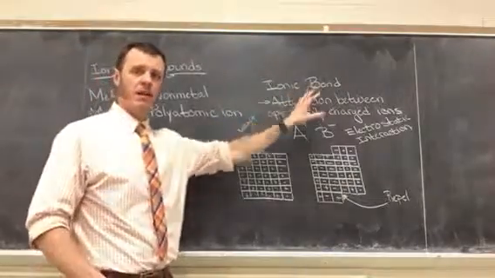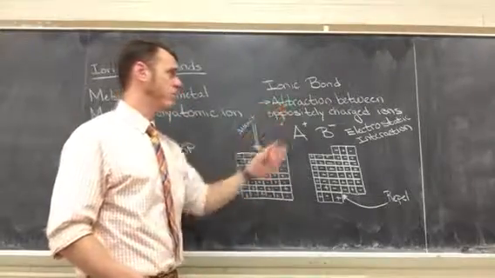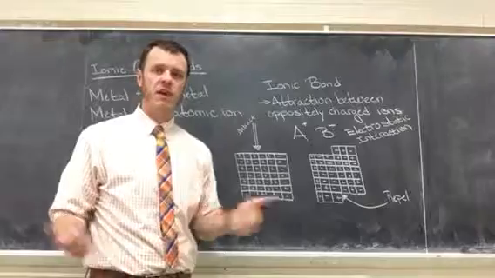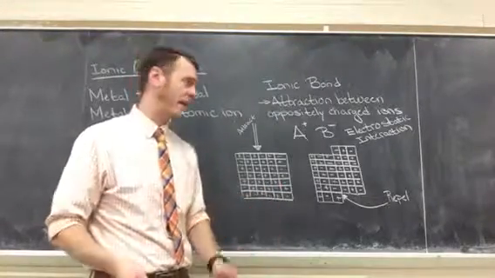So on to the ionic bond. An ionic bond is a very simple thing to understand. It's an attraction between oppositely charged ions. That's what they do. If you have a negative ion and a positive ion, they attract, boom, they're stuck together. Very similar to magnets or magnetic ends.